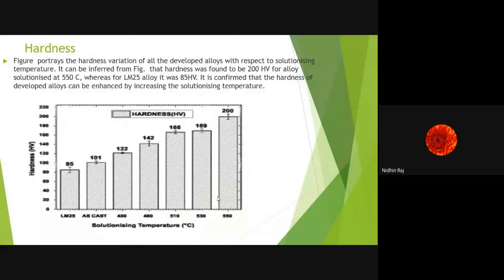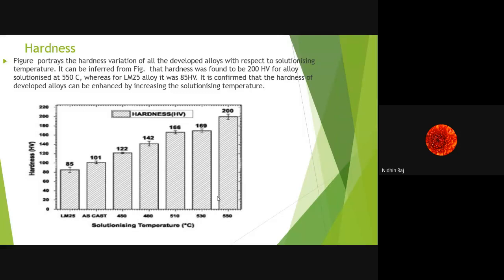Now moving on to the next important phase, that was the mechanical properties of developed alloys. So as I said, I have studied my hardness, tensile strength, ductility, impact strength, and also fractography analysis that I have carried out. So first, I would like to talk about the hardness.